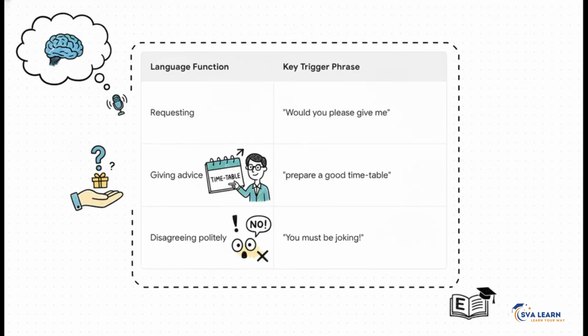Moving on to Annexure 8, language functions. You are 100% going to see a 1-mark dialogue question here. Want to know the ultimate evaluator's trick? Translate it. Just quickly flip the sentence into your mother tongue in your head. If someone says, "Would you please give me?" translating it instantly helps you feel that it's a polite request. Or if a teacher says, "Don't worry, prepare a good timetable," well, that's clearly giving advice. And if someone hits you with, "You must be joking," bam, that is the official trigger phrase for disagreeing politely. Lock these triggers in your brain.